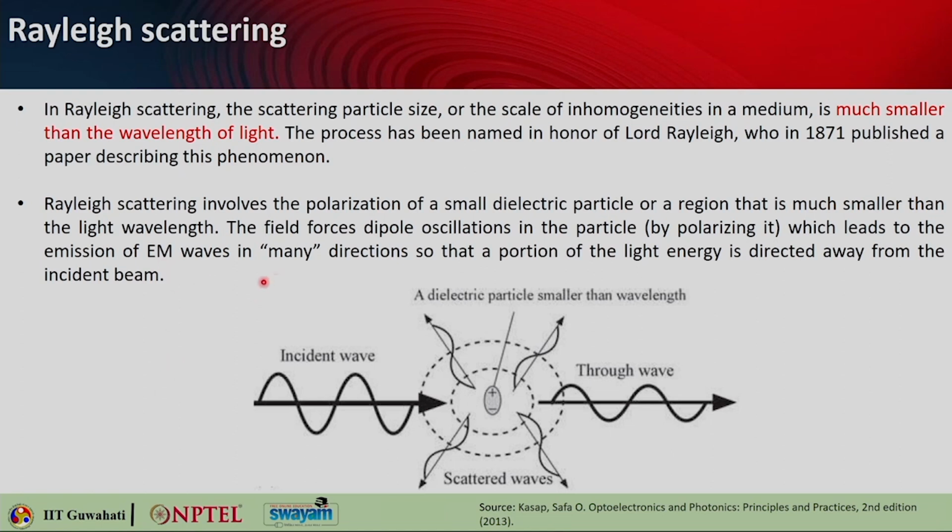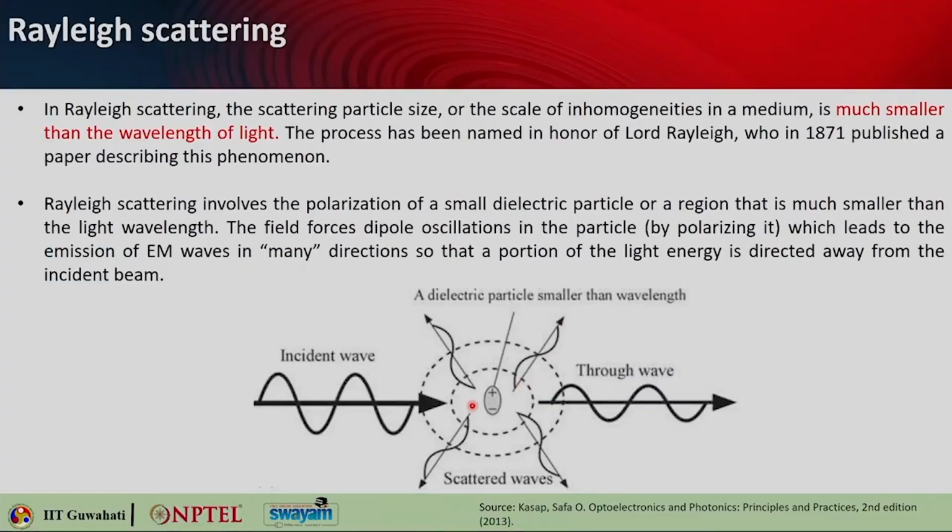So, Rayleigh scattering involves polarization of a small dielectric particle or a region, as shown here, that is much smaller than the wavelength of light. The incident electric field of the electromagnetic wave forces dipole oscillations in the particle, hence it is getting polarized, and because the field is oscillating, the dipole will also oscillate, and an oscillating dipole radiates. So, that way this radiation will go out in all directions as scattered wave.